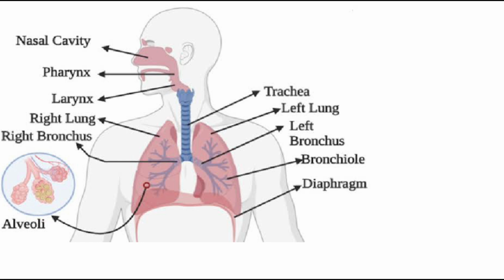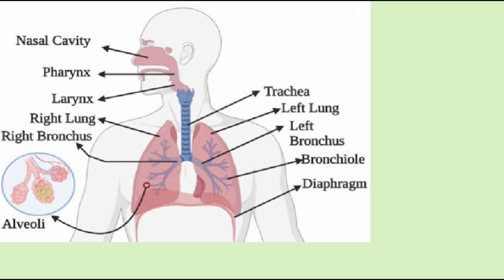Surfactant synthesis begins at the 25th week of gestation, and low levels in premature babies can cause newborn respiratory distress syndrome (NRDS). Breathing or ventilation is the movement of air between the atmosphere and the lungs. It consists of two phases, inspiration and expiration. Inspiration is when we are taking air into the lungs, and expiration is when we are taking the air out of the lungs.